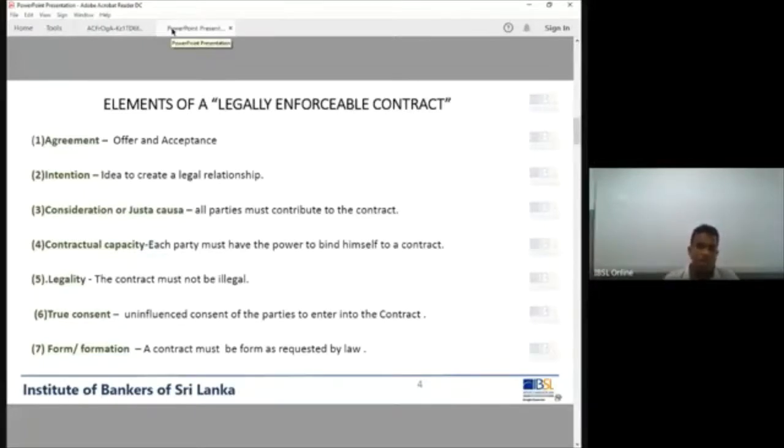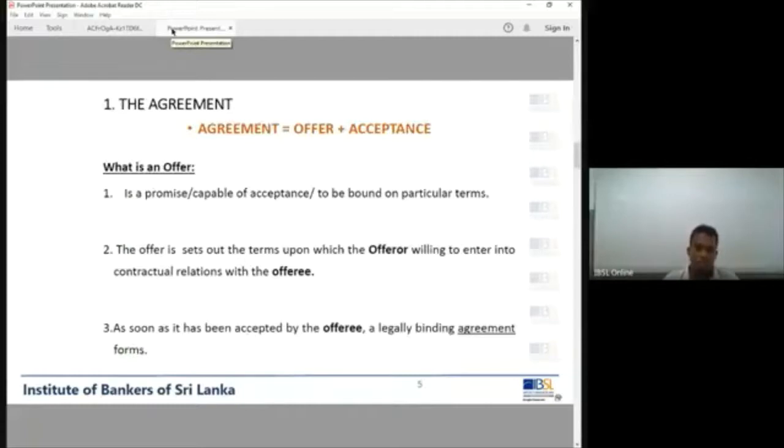The first one we studied was agreement. I said the first element has 2 parts, that is offer and acceptance. Agreement equals offer plus acceptance. That is the equation that I gave you for easy understanding. So you can see the agreement has 2 components: first the offer, then the acceptance.